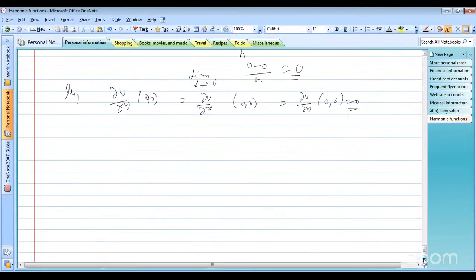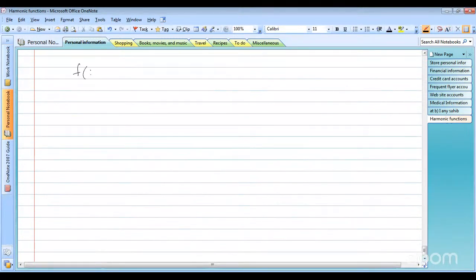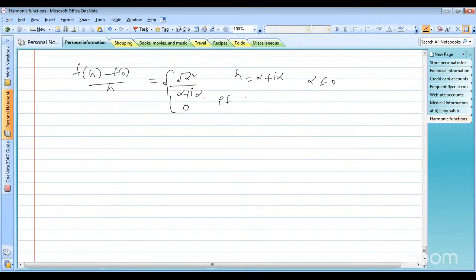How is it not differentiable? We have to see f of x minus f of 0 by h. We are taking here alpha squared by alpha plus i alpha, that is 0. x is equal to alpha plus i alpha, alpha not equal to 0, if x is either real or imaginary, and x not equal to 0.